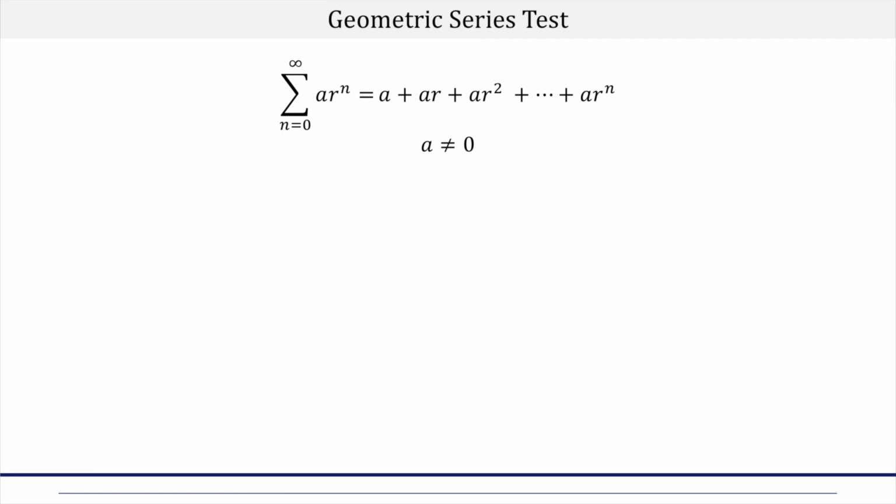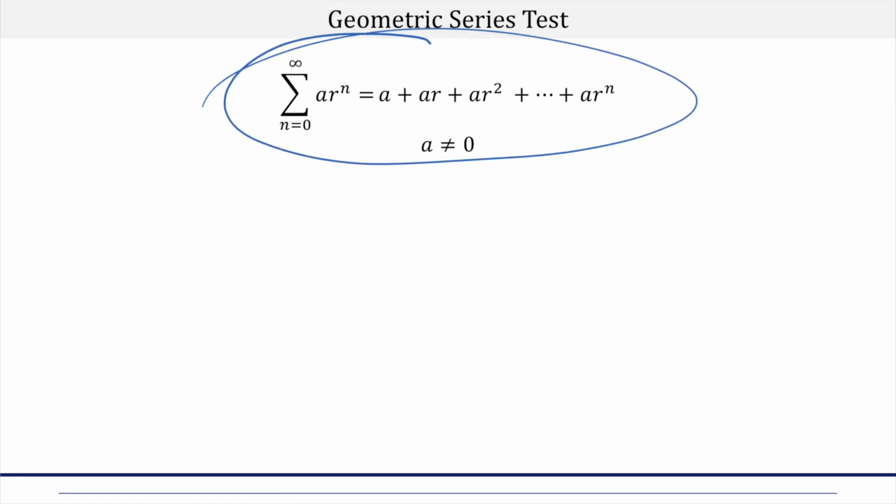We're going to start with the geometric series test. So this is a geometric series. And what we know is that a geometric series diverges if the common ratio, the absolute value of the common ratio, is greater than or equal to 1.